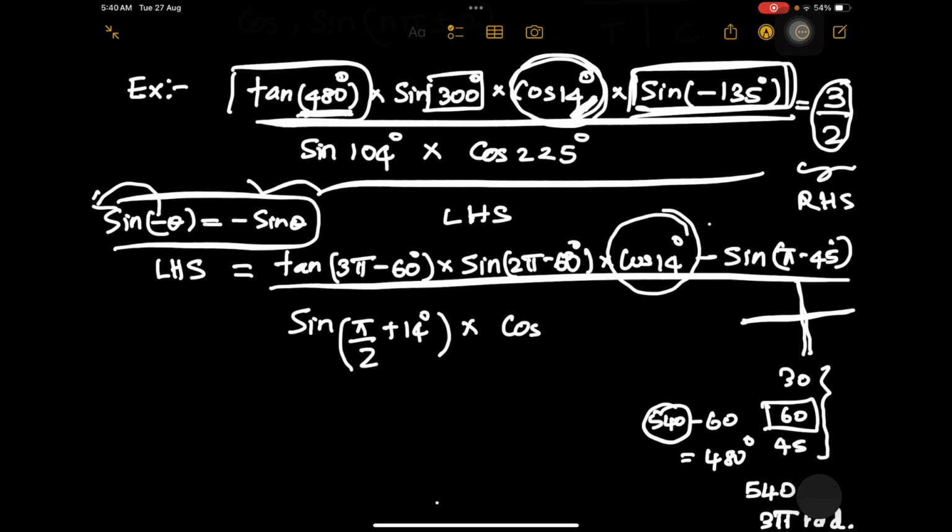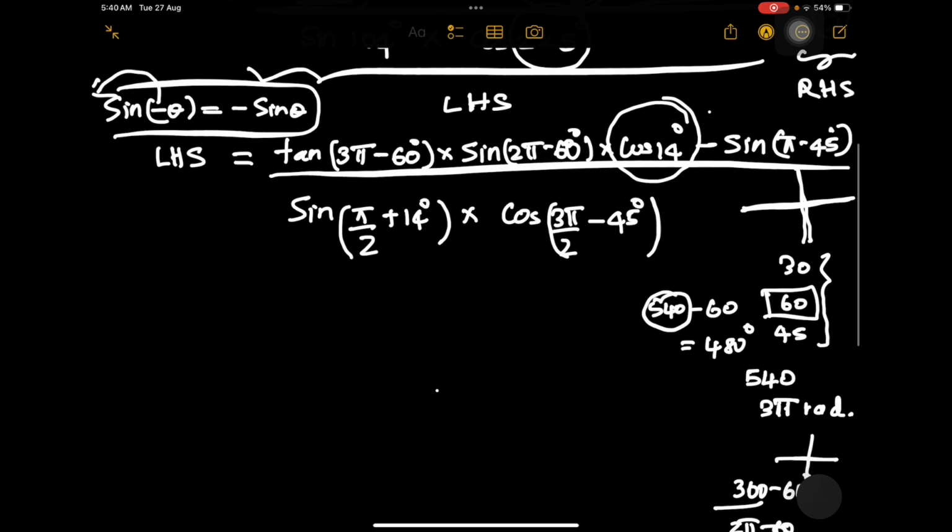Into cosine. What is the reference angle for 225? 225 is going to be 270. 270 means 3 pi by 2, minus 45 degree. So it's simple as that.